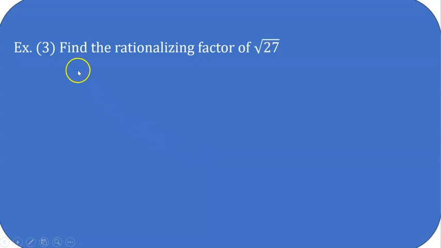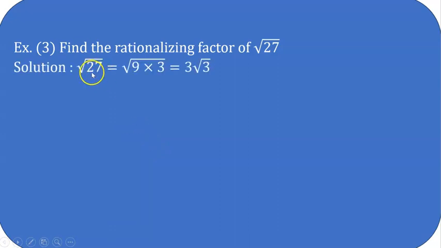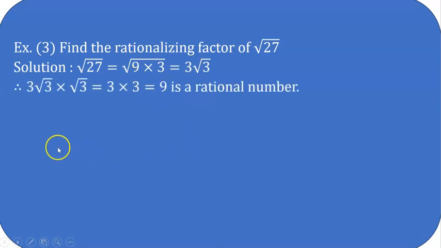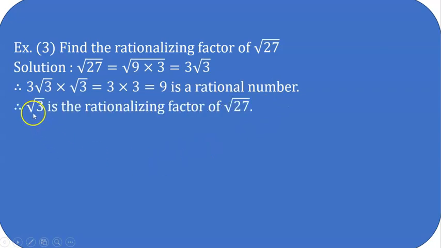Now example number 3: find the rationalizing factor of root of 27. Root of 27 can be written as root of 9 into 3, and root of 9 is 3, so 3 root 3. Now multiply this 3 root 3 by root 3. Root 3 into root 3 is 3, and 3 into 3 is 9, a rational number. Hence root 3 is a rationalizing factor of root of 27.